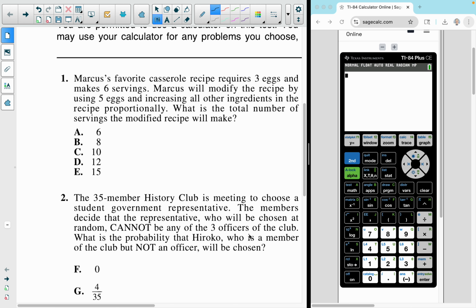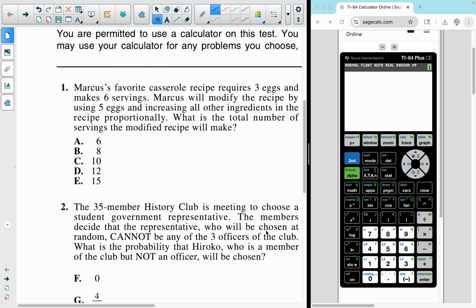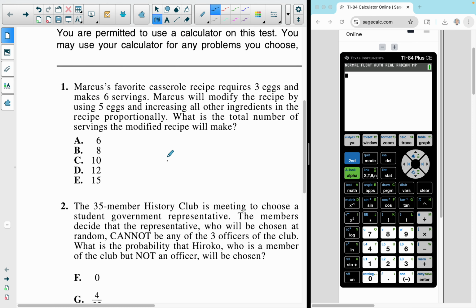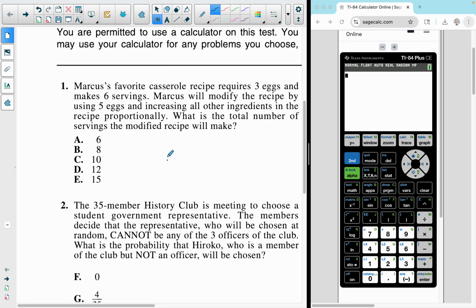Marcus's favorite casserole recipe requires 3 eggs and makes 6 servings. Marcus will modify the recipe by using 5 eggs and increasing all other ingredients in the recipe proportionally. What is the total number of servings the modified recipe will make?